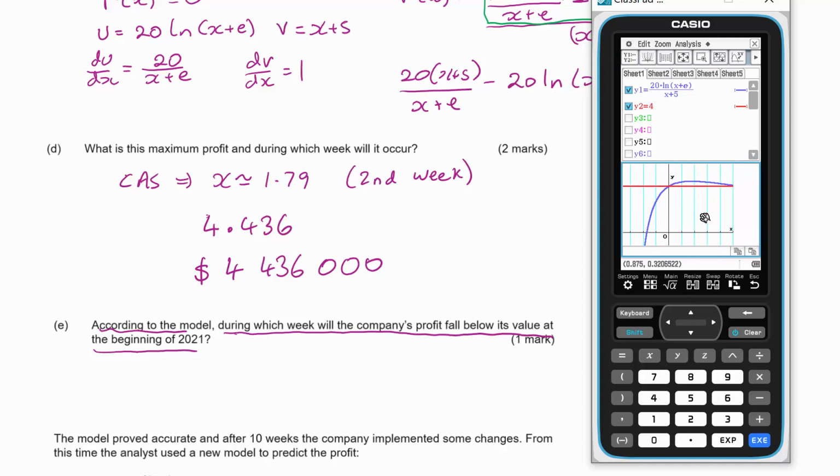And bring that a bit this way. And we can see this is going to be the value we want. So G-Solve intersection, it's found that one. That was the initial. And then come over here and we'll say 5.581. And so that is the 6th week.